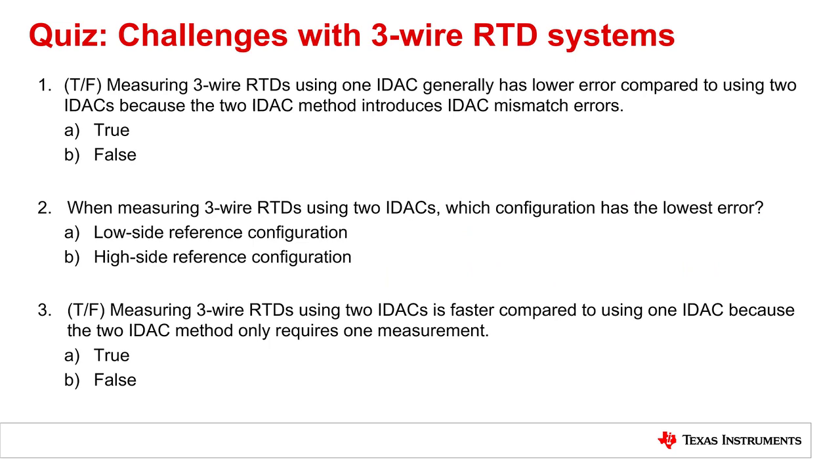Question 1. True or false? Measuring 3-wire RTDs using one IDAC generally has lower error compared to using two IDACs because the two IDAC method introduces IDAC mismatch errors. The correct answer is A. True. Question 2. When measuring 3-wire RTDs using two IDACs, which configuration has the lowest error?